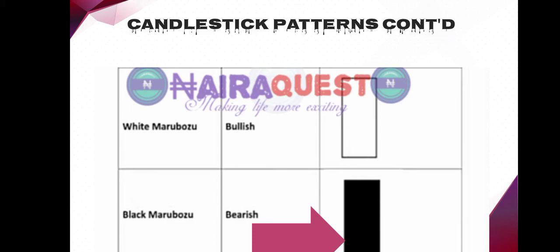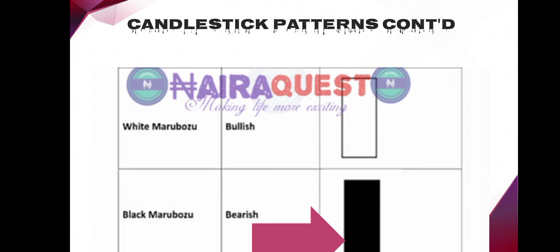And the last two here are white marubozu and black marubozu. White marubozu suggests a bullish trend. It means buy, and you can see the shape, just like a long candle with no wick, no upper or lower wick. When you see a candlestick like that, it suggests buy. And when you see a candlestick like this black marubozu, it suggests selling.